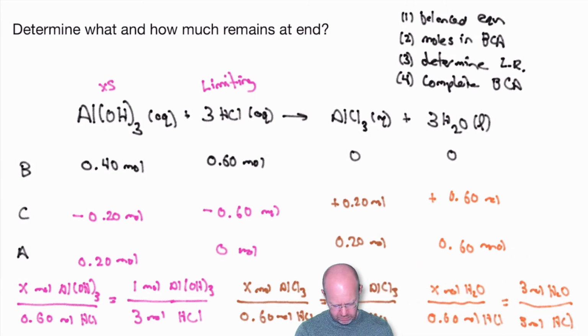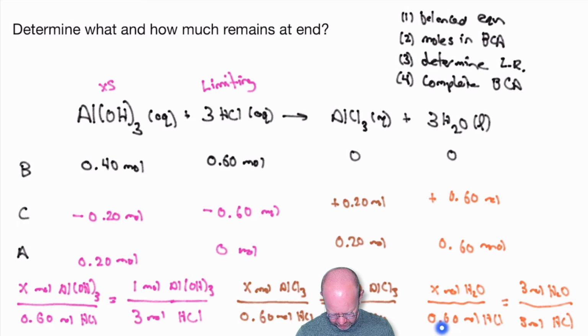The same process applies with the water. And again, what I've done is I notice here that there are 3 moles of HCl consumed and 3 moles of water produced. So I know to expect that if we lose 0.6 moles of hydrochloric acid, we're going to gain 0.6 moles of water. We can, of course, use the mole ratios, 3 moles of water to 3 moles of hydrochloric acid, to prove that.